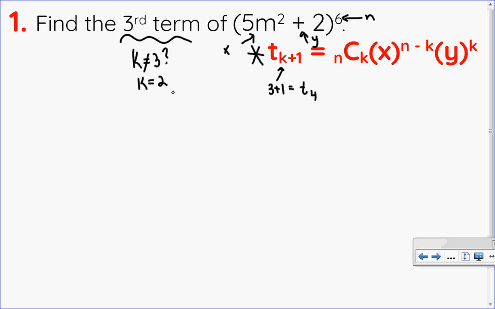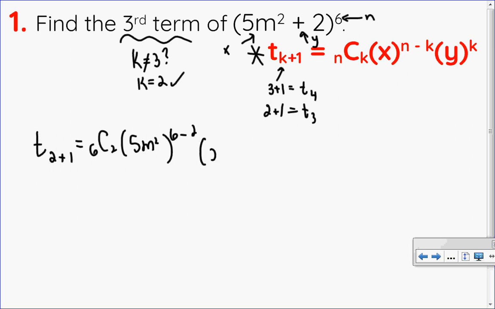In fact, k is always 1 less than the term number, because if I put a k value of 2 in there, 2 plus 1 is the third term. So I know that k is equal to 2. Let's apply it into our formula. t sub k plus 1 equals nCk multiplied by x to the n minus k multiplied by y to the k value of 2. So that means the third term is 6C2, 5m squared to the 4 multiplied by 2 squared.